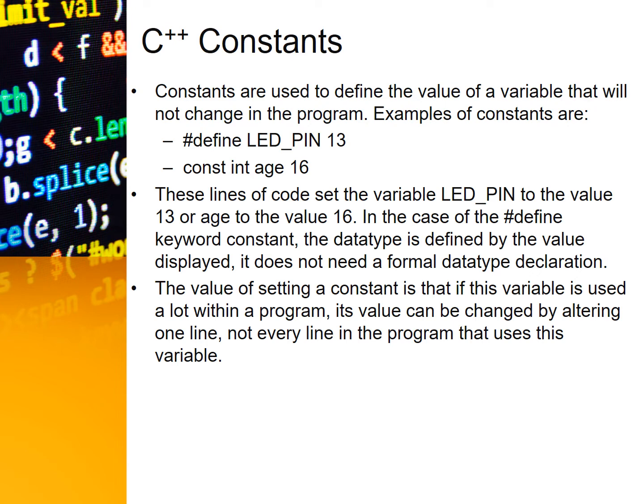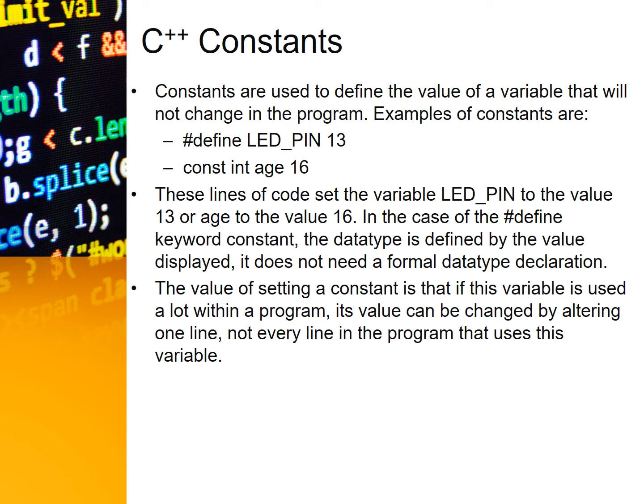Constant integer age. In this case, it'll be a reference. So age will be 16 and it will be a reference to be used through the program. These lines of code set LED pin to the value of 13, and age to the value of 16, as we said. In the case of the hash define keyword constant, the data type is defined by the value displayed. It doesn't need a formal declaration data type. The value of setting a constant is that the variable is used a lot within the program. Its value can be changed by altering just this one line, the definition at the start of a program, and not every line in the program that uses this value.